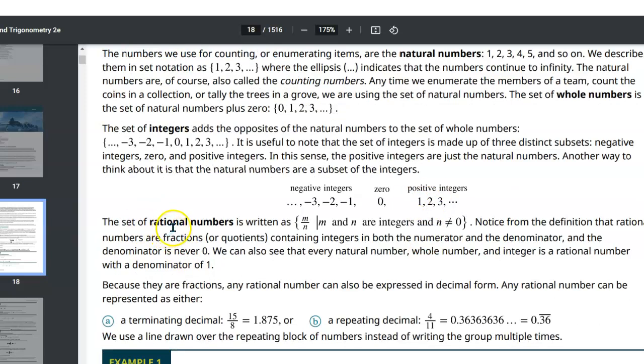Now, the set of rational numbers, where my cursor is here, that's the set of all numbers of the form integer over integer. M over n, where m can be any integer, and n can be almost any integer except for 0. That little slash there means not equal to. n can be anybody but 0. n is not equal to 0 is what this right here means. Okay.